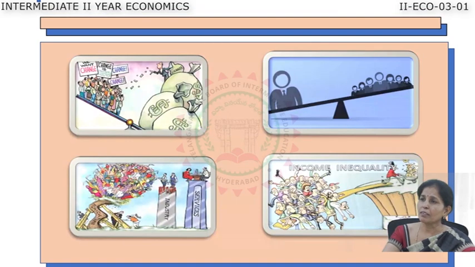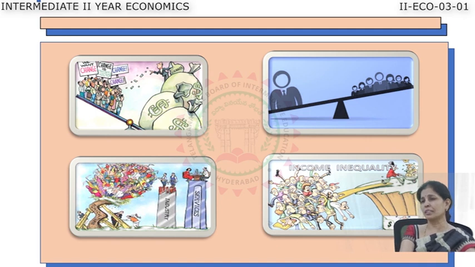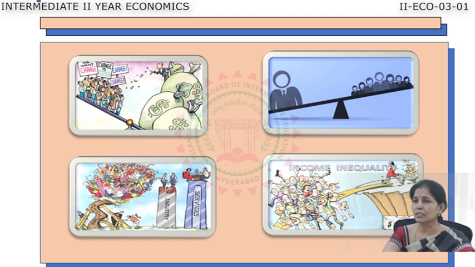The next one we have is, can you identify what these pictures indicate? What does the slide indicate? This slide indicates inequalities. You are seeing in terms of sectors, in terms of assets, in terms of property. There is so much of inequalities in our country.